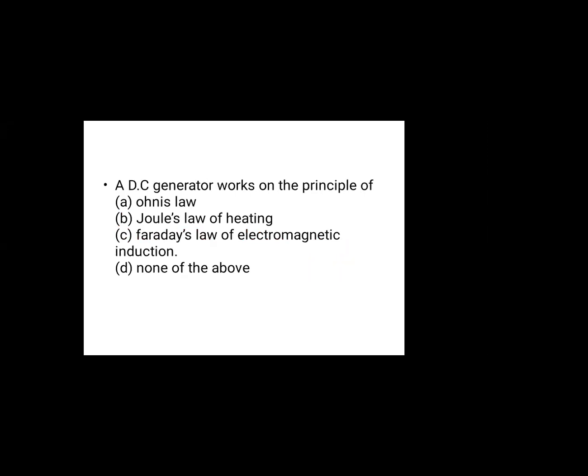A DC generator works on the principle of dash. Option C. If you get confused with scientists' names, you can make out the generator. I have told you what induced current is, what electromagnetic induction is. Ma'am, it works on electromagnetic induction. So if you get confused with scientists' names, you can make out from the second word clue, right? So what is the correct option? C.